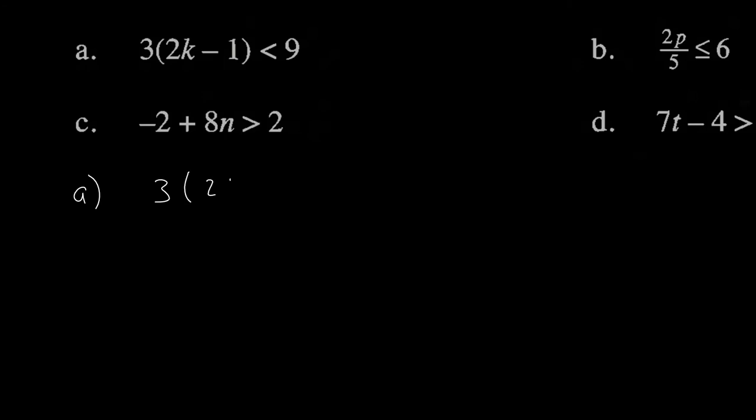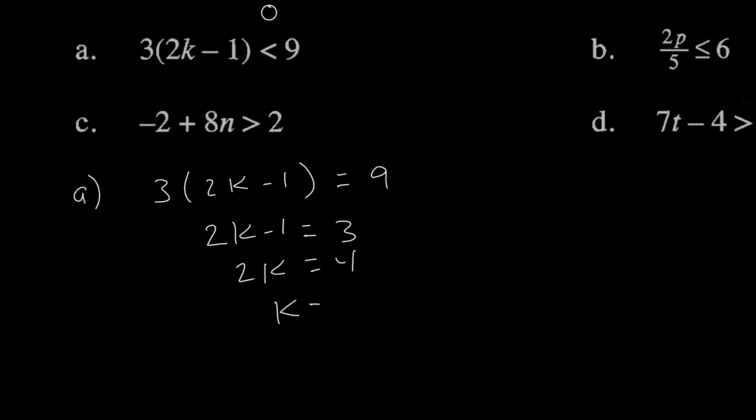So it's 3 times the quantity of 2k minus 1 is equal to 9. I know that my boundary is going to be an open circle because this is strictly less than. And if I divide both sides by 3, I get 2k minus 1 is 3. Add 1 to both sides, I get 2k is 4. Divide by 2, k happens to be 2. So my boundary is at 2.